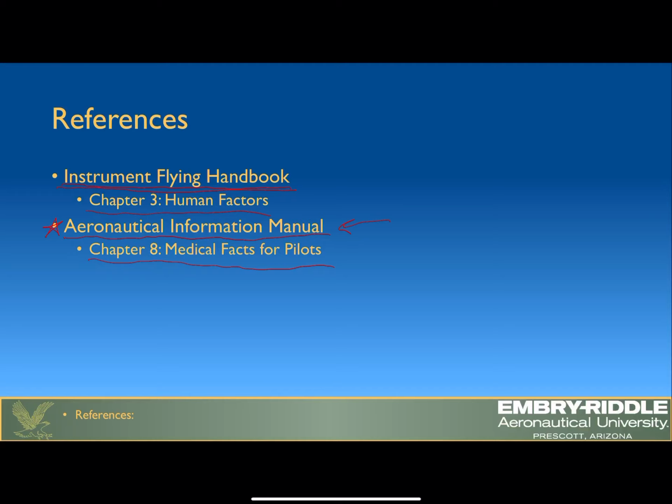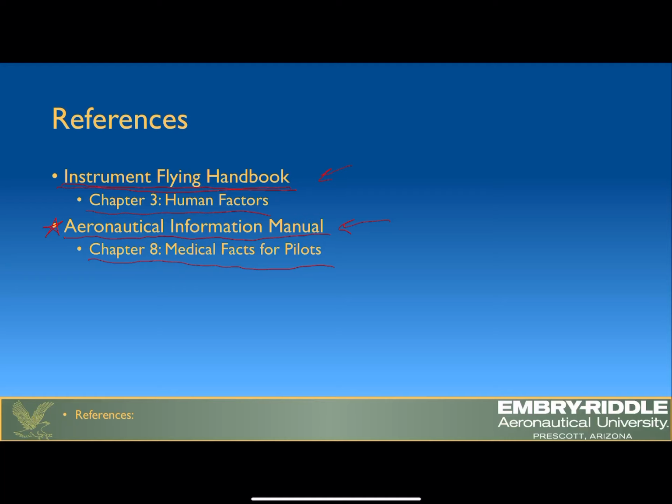Obviously, the Instrument Flying Handbook is a great explanation of a lot of these things, but still, the AIM kind of serves as your bread and butter. That's always a starting point. Same with the FAR, the regulations.